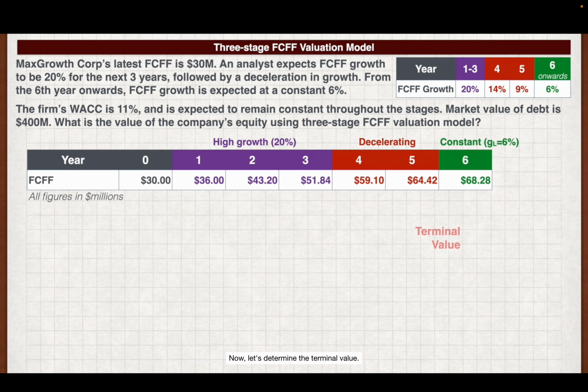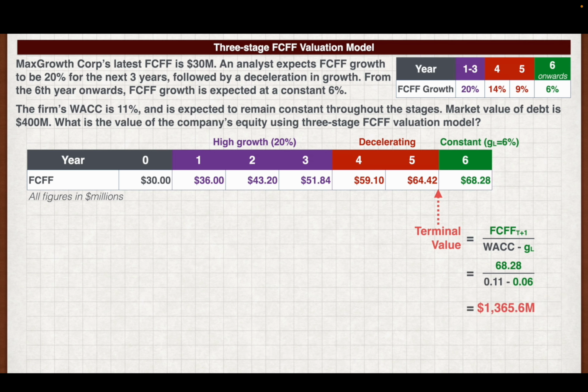Now let's determine the terminal value. Always remember that the terminal value is at the very beginning of the stage, which also coincides with the last cash flow in the previous stage. So here, since we already have the forecasted cash flow for the next year, we can use it directly. The terminal value is $1,365.6 million. Since there are so many cash flows to discount, we shall use the cash flow function in the calculator to speed things up.